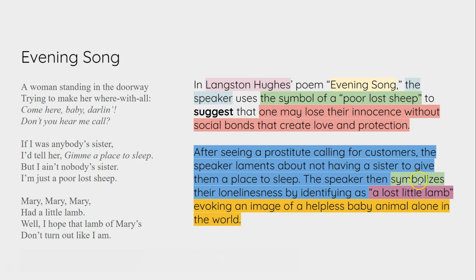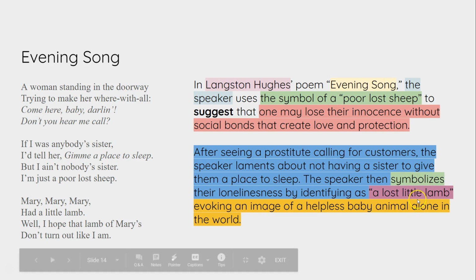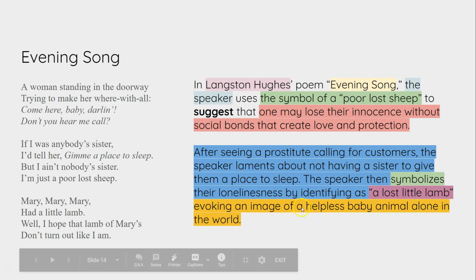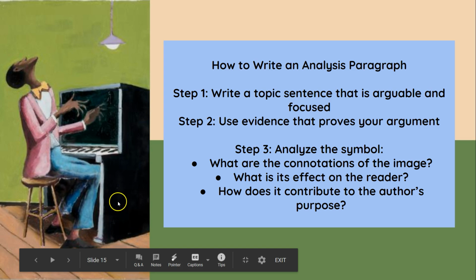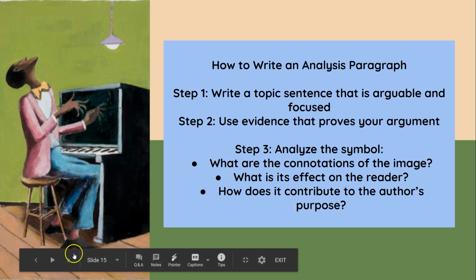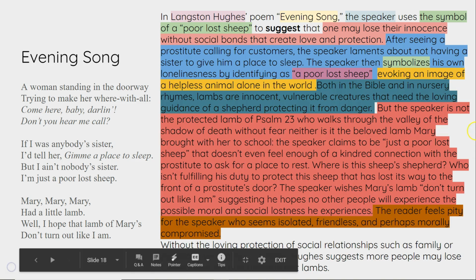Then we have the fact that this is a symbol, so we have a baby quote of what that symbol is, and then finally some commentary that helps us understand where we're going to go with how we're going to analyze this image. So then we're going to work on analyzing the symbol, which will mean we're going to look at the connotations of the symbol, what is its effect on the reader, and how's it contributing to the author's purpose.